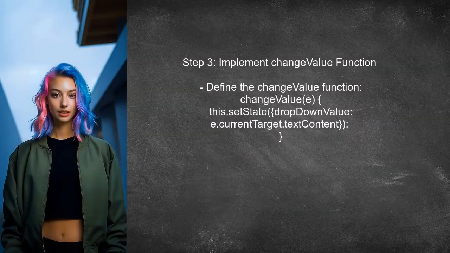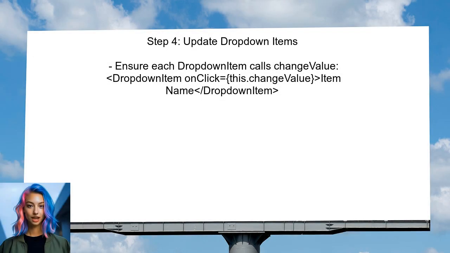Now the user should implement the change value function. This function will update the state with the selected item's text when an item is clicked. Finally, the user must ensure that each dropdown item calls the change value function when clicked. This will update the displayed value in the dropdown.